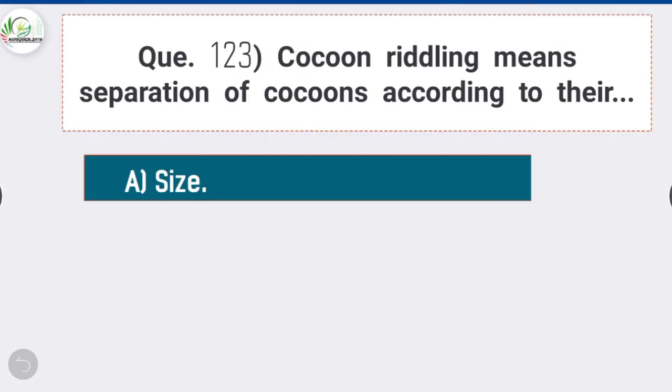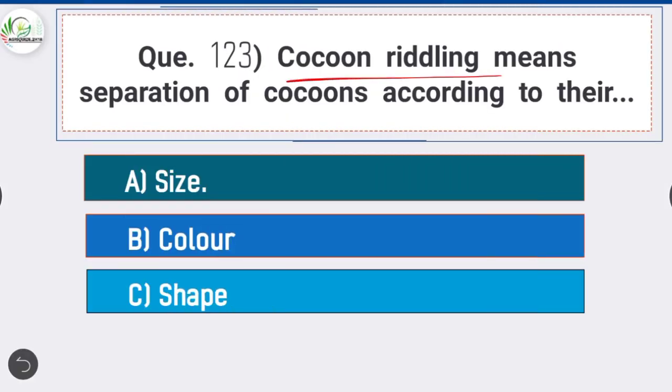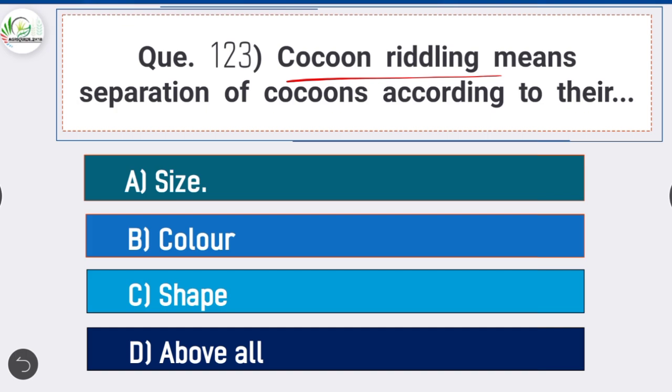Question number 123. Cocoon riddling means separation of cocoons according to their, option A is the correct answer, size. Cocoon riddling means separation of cocoons according to their size.